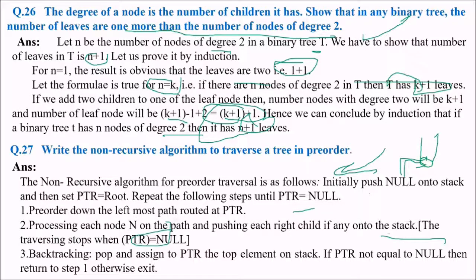We pop and assign to ptr the top of the stack. And if ptr is not equal to null, then we return to step 1. Otherwise we exit. So this is how we use a stack to put elements and then we can reverse it or retrieve it. Okay.